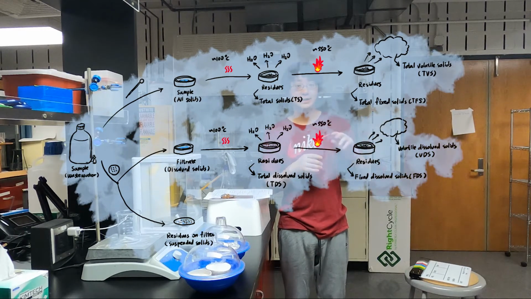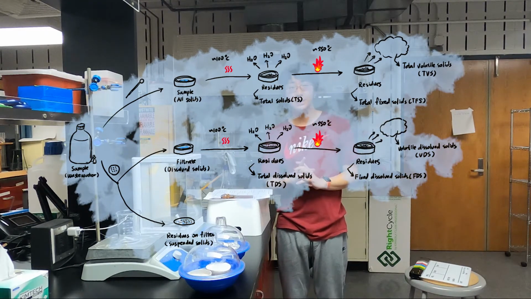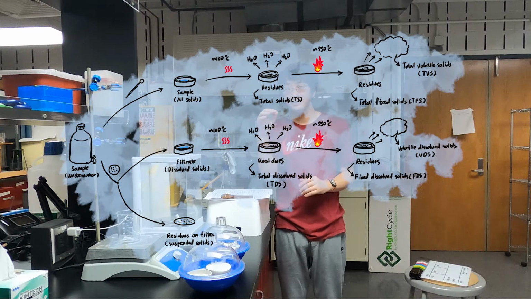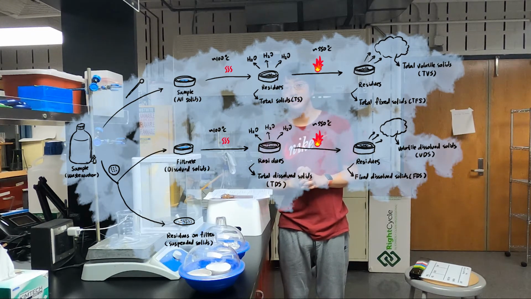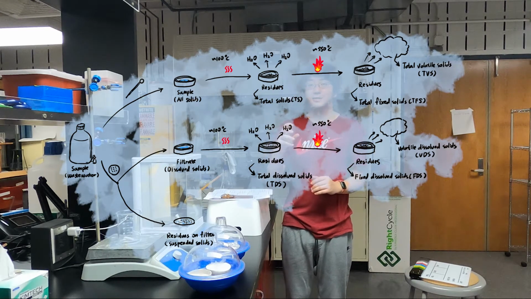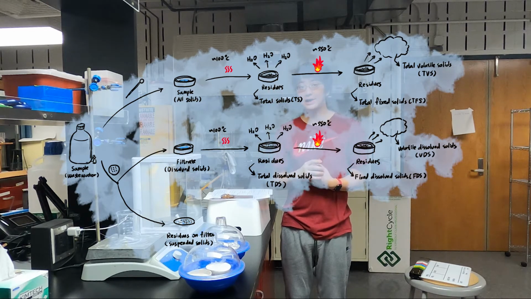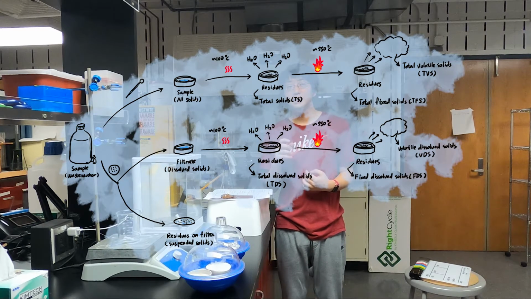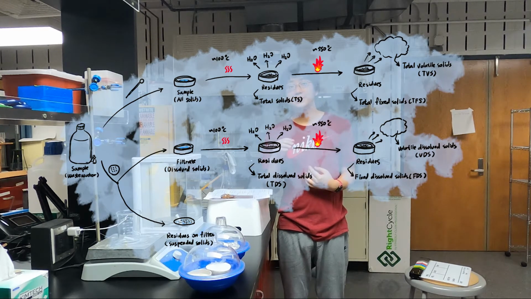And then we bake this sample at 550 Celsius degrees in the muffle oven. And after baking, we also have some residues in the dish, and these residues are called fixed dissolved solids. On the other hand, we also have some solids that get out from the dish, and they are volatile, and these parts are called volatile dissolved solids, VDS.